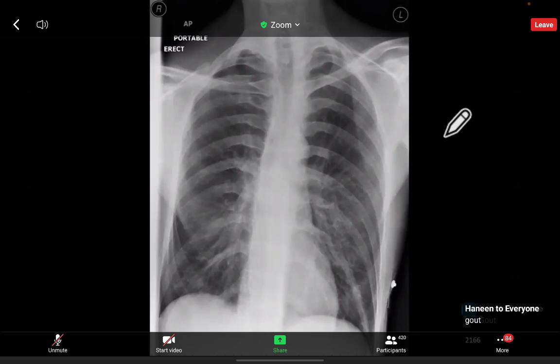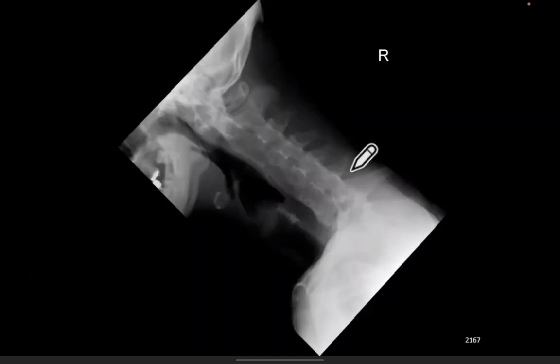Okay, this is a really difficult film. It's a patient who is having respiratory failure. And if you look very carefully, you can see that there is ankylosis of the costotransverse joints. And they've got ankylosis of the facet joints. This is a patient with ankylosing spondylitis.